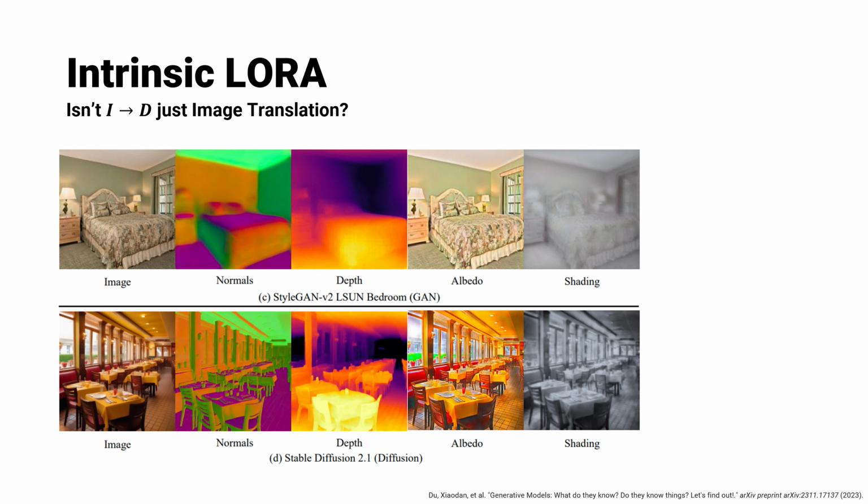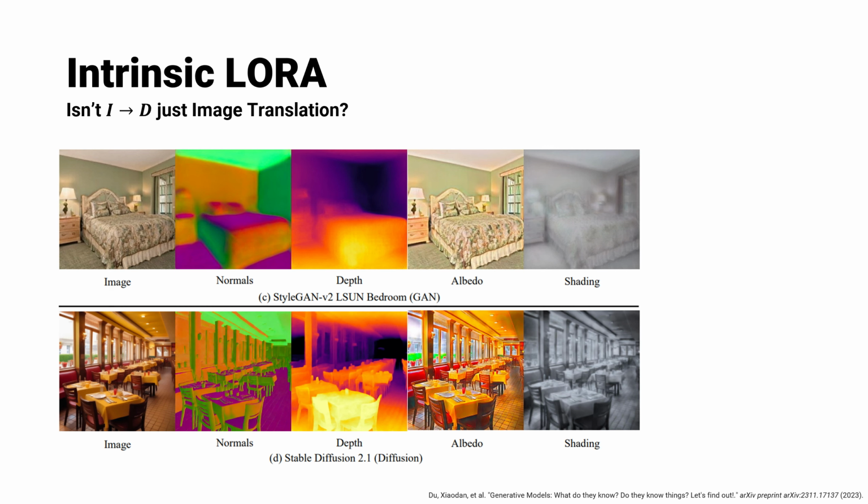Okay, this is great. Can we take this one step further? So this paper basically uses something called Intrinsic LoRA. Basically, we are trying to do image-to-image translation. And the idea is that you take the image and you try to predict the normals, the depth map, the albedo, and the shading.